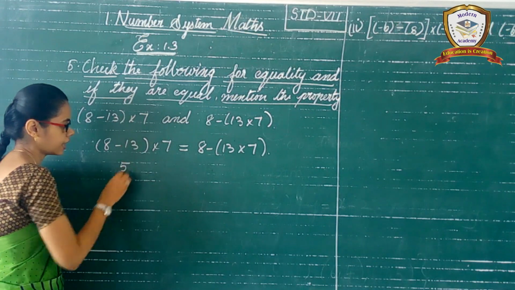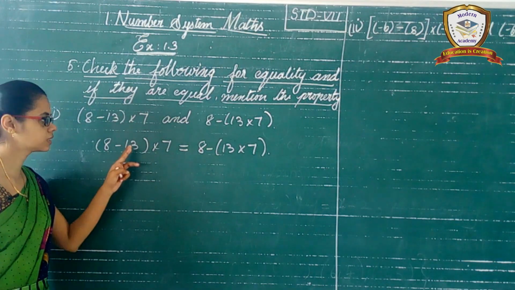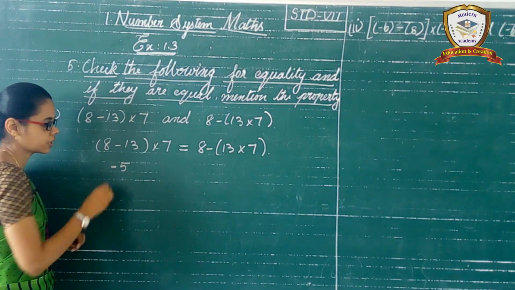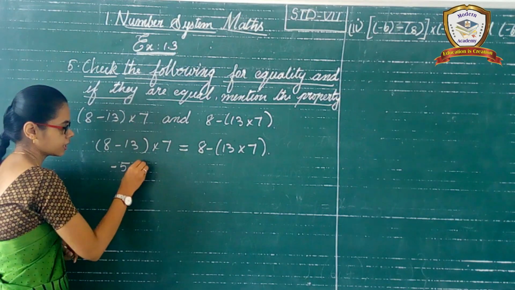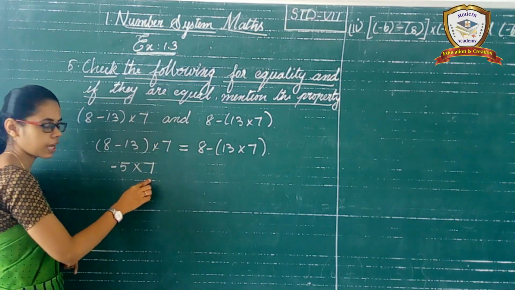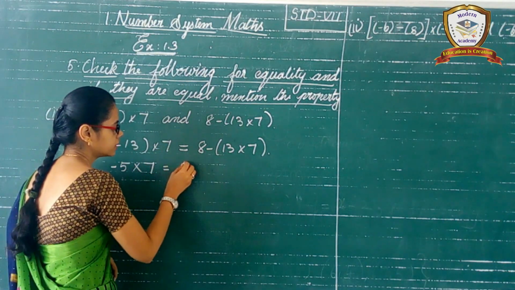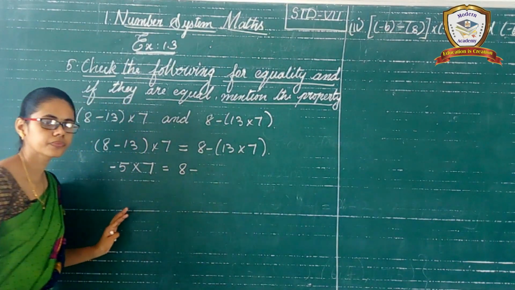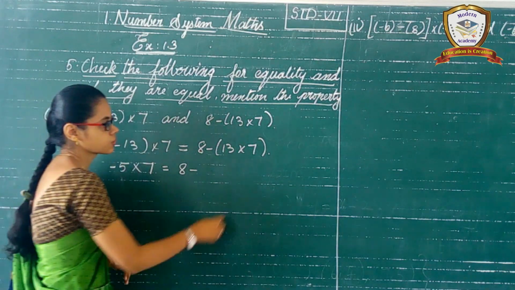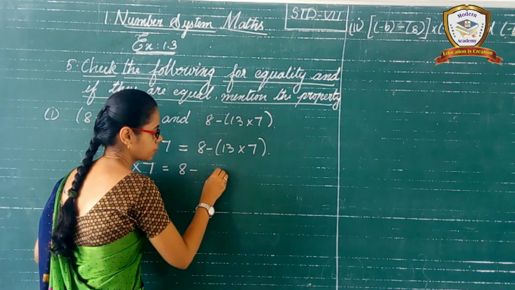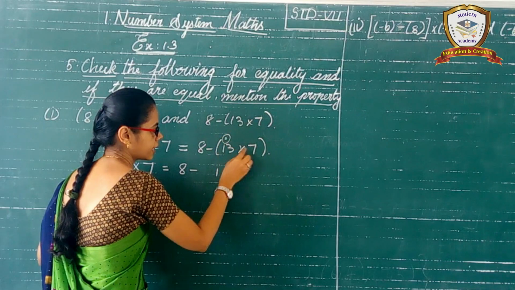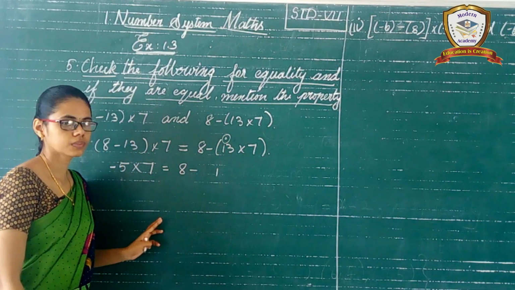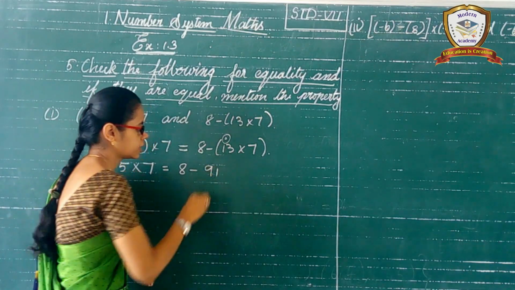5. And which one is the biggest number? 13, with the sign minus in front. So we want to mention minus in our answer, and the remaining multiplication into 7. We write the answer here: equal to 8 minus, and these two numbers we want to multiply, isn't it? So 7 3s are 21, remaining 2. And next, 1 7 is 7. 7 plus 2 is 9. So 91.